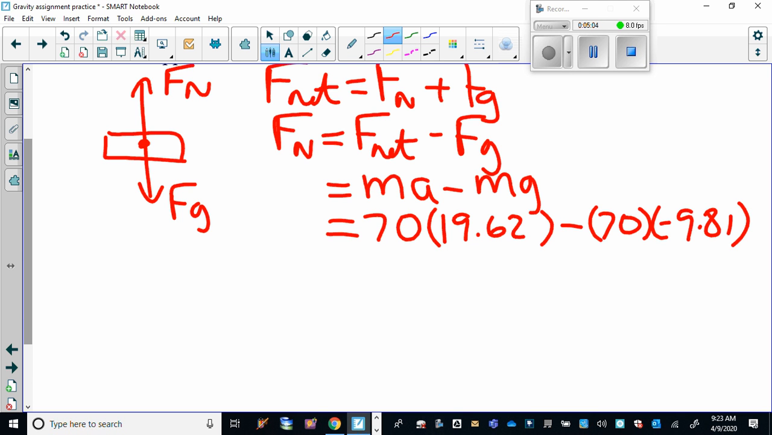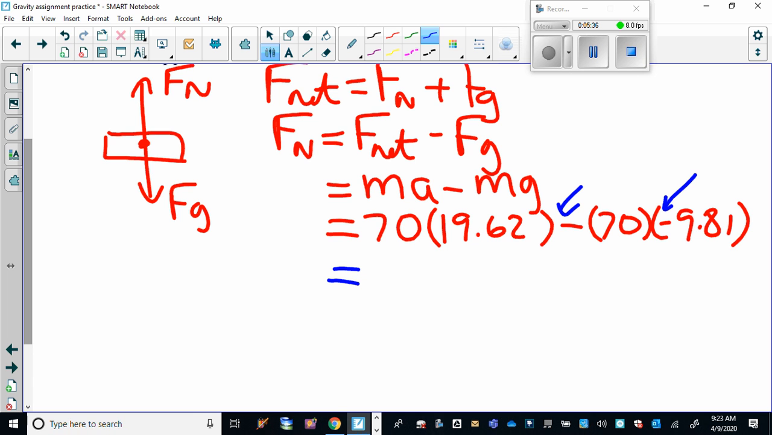And so as you can see, this negative here and this negative here will have the effect of becoming positive. And it means you're adding these two numbers together because yes, the normal force on that scale is going to be really high. The reading on the scale is going to shoot up when you're accelerating at 2 Gs. It's going to shoot up a lot. So stick that into a calculator. 70 times 19.62 equals plus 70 times 9.81.